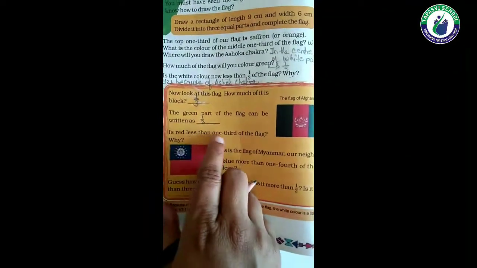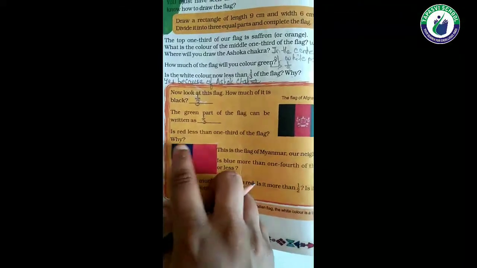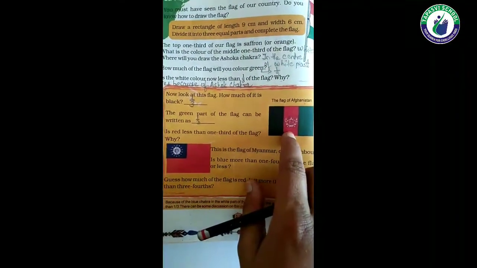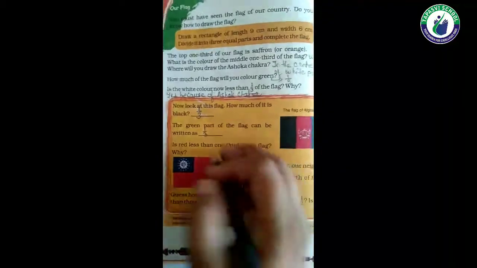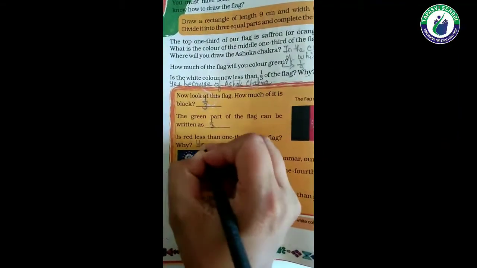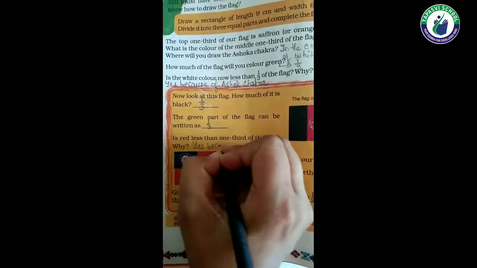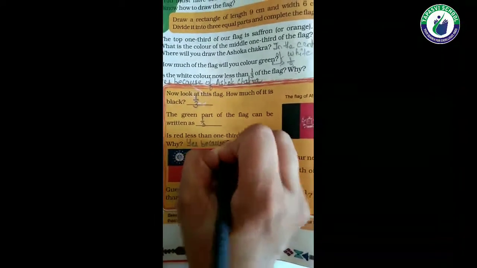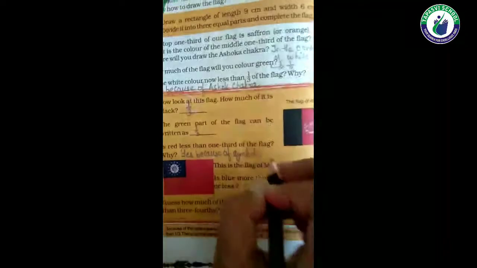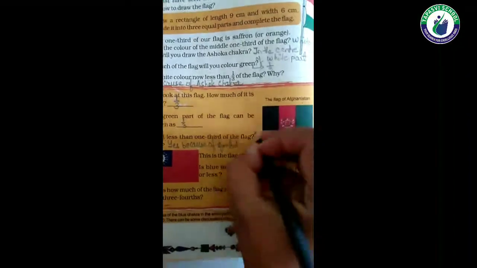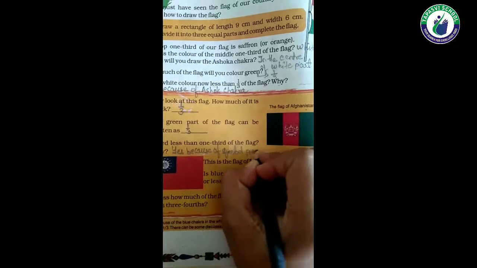Is red less than 1/3 of the flag? Why? See this red portion, student. They are asking whether this red portion is less than 1/3. So we'll be writing yes, because of the symbol of Afghanistan. Or you can write because of the symbol present. That is also okay.